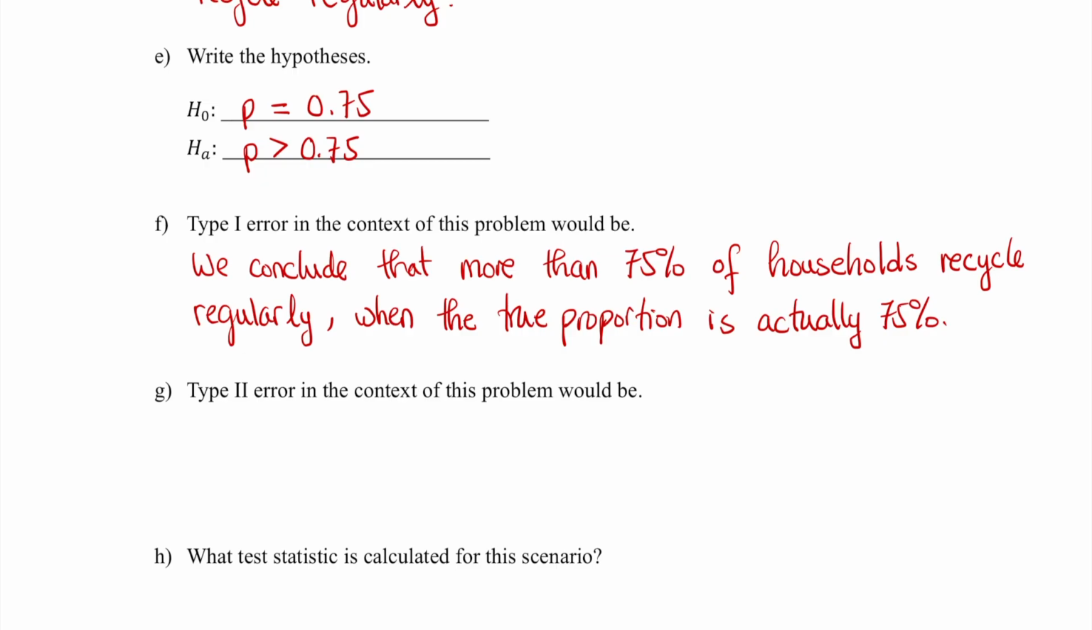Question G. We want to describe the type 2 error using the problem's context. A type 2 error means we fail to reject the null hypothesis when the alternative hypothesis is actually true. In this problem, that means we fail to conclude that more than 75% of households recycle regularly, when the true proportion really is greater than 75%.